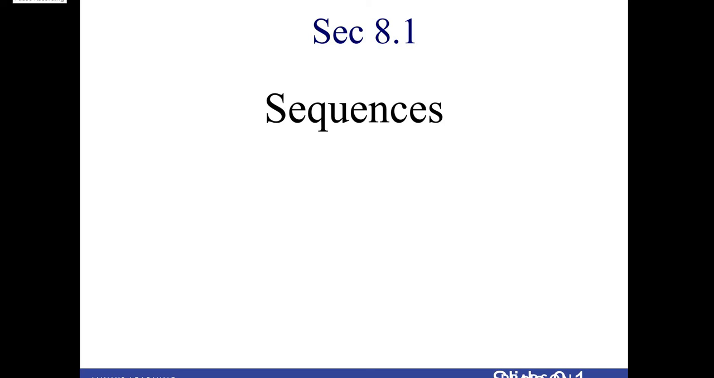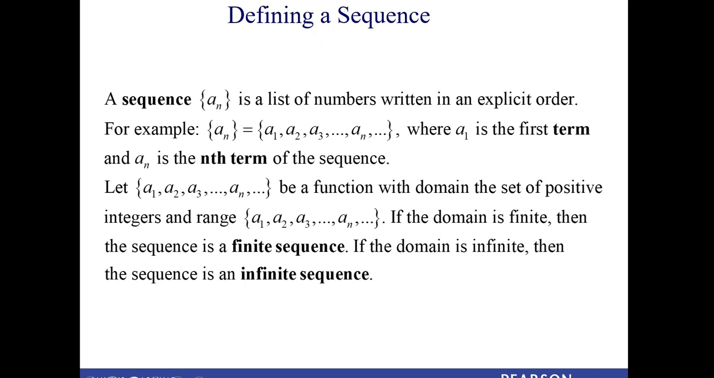Section 8.1 is sequences. So we're going to start by doing kind of a review of sequences that you have looked at, hopefully back in pre-calculus. So defining a sequence. A sequence, A sub n, is a list of numbers written in explicit order. For example, the sequence A sub n is all of the terms A sub 1, A sub 2, A sub 3, all the way up to A sub n, or continuing on infinitely, where A sub 1 is the first term and A sub n is the nth term of the sequence.